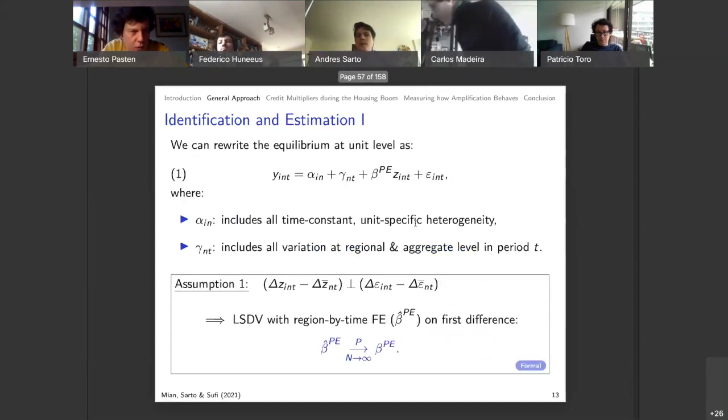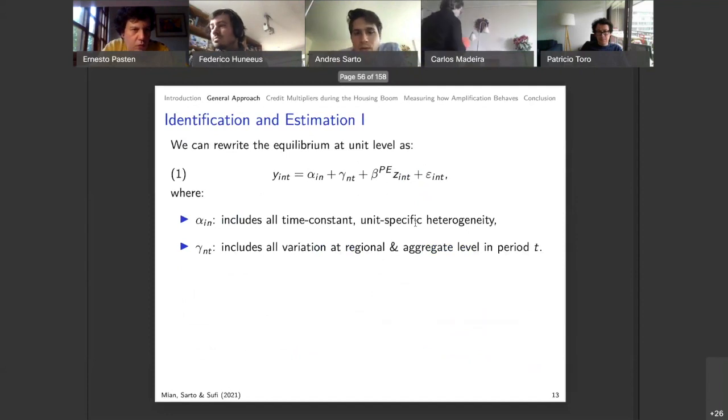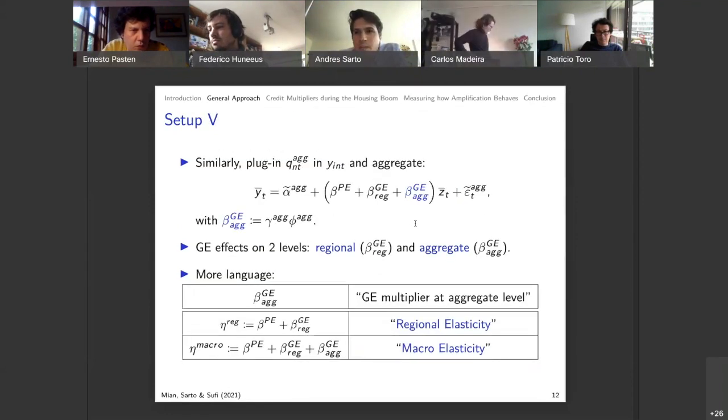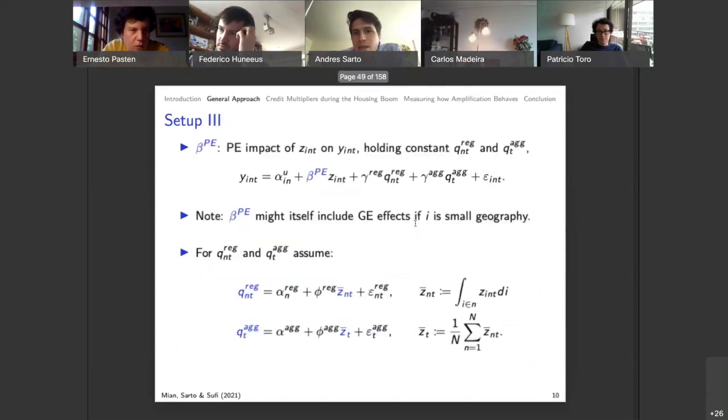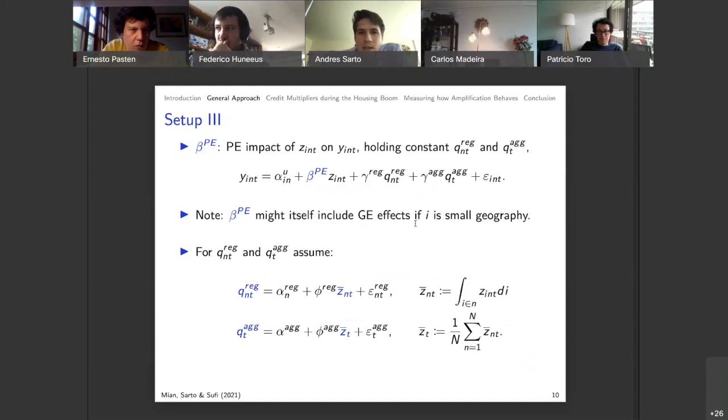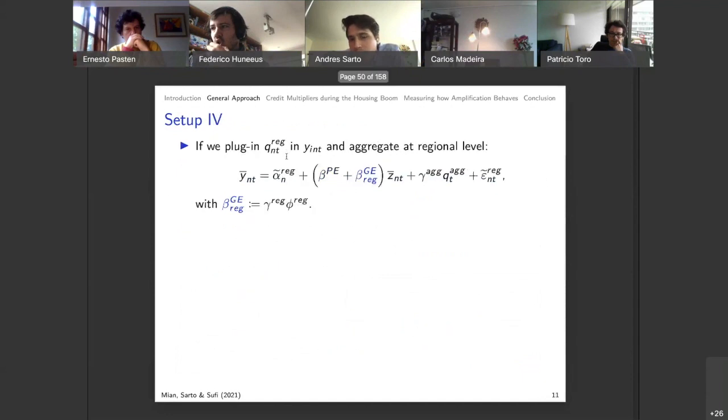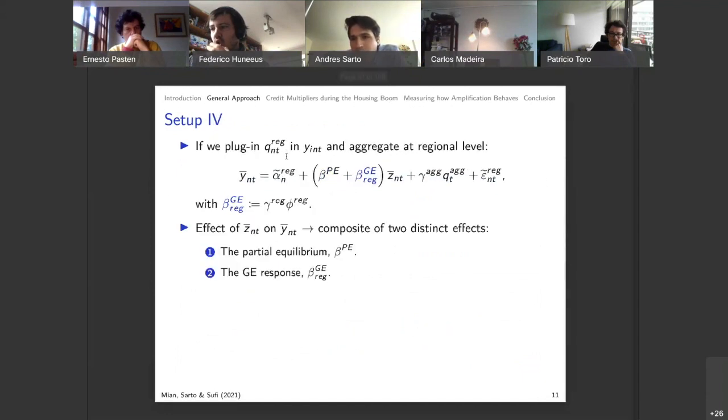So let me quickly tell you the main idea, and then touch upon these other things before going to the data. The main idea of the estimation in this framework is very straightforward. If we look at this equation, I can already see that if I include region by time fixed effects when I estimate it, I'm going to be able to recover the partial equilibrium effect, the coefficient on Z. And if I include only time fixed effects, I'm going to be able to recover the regional elasticity.